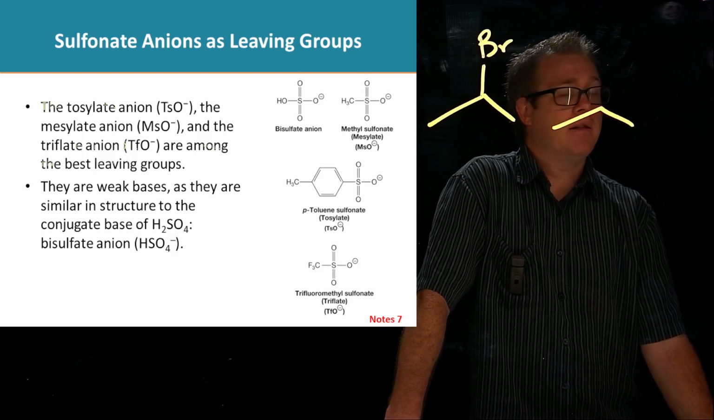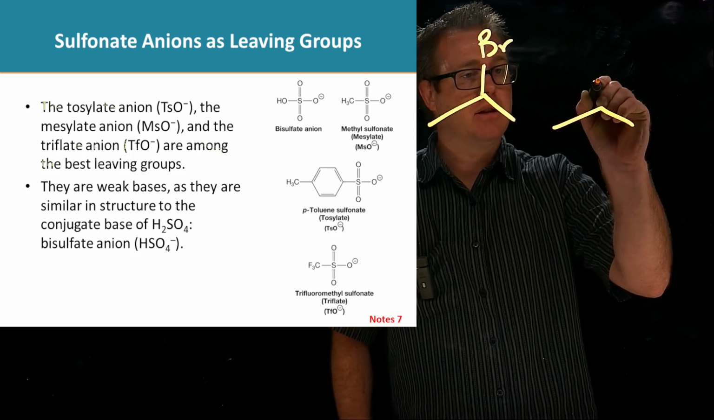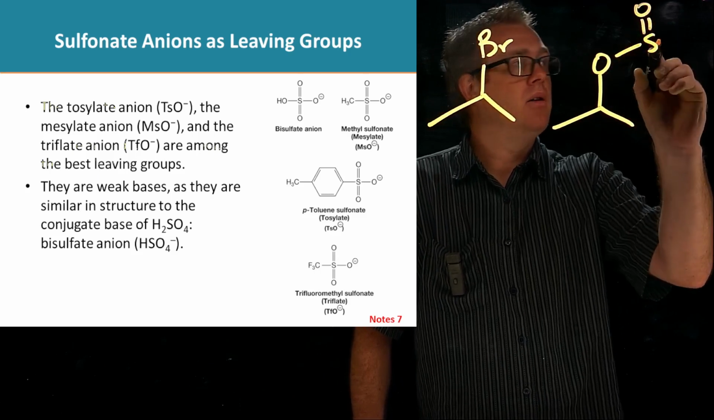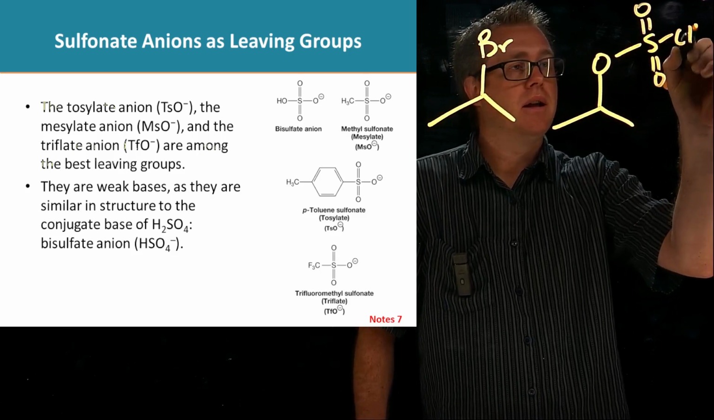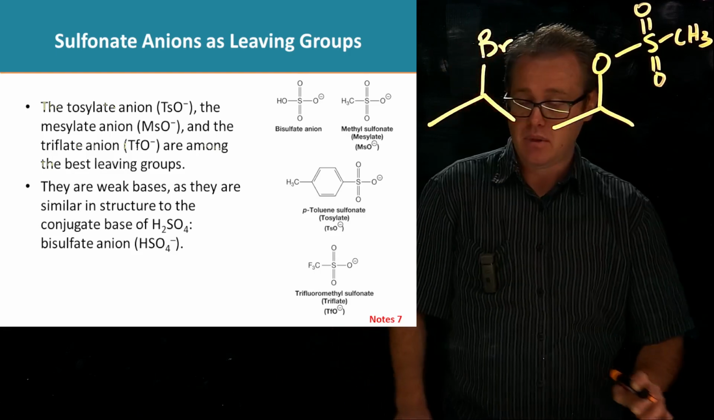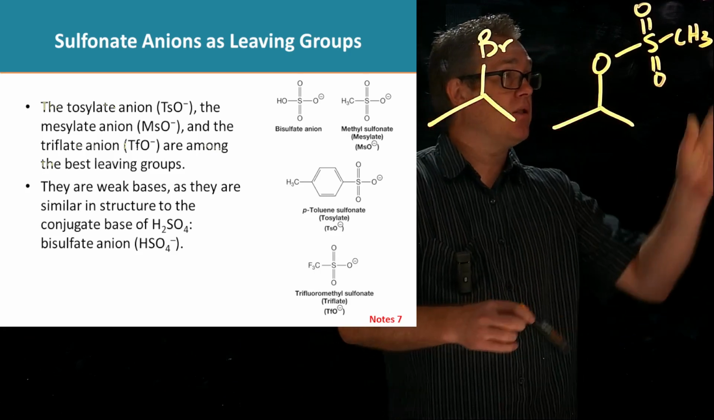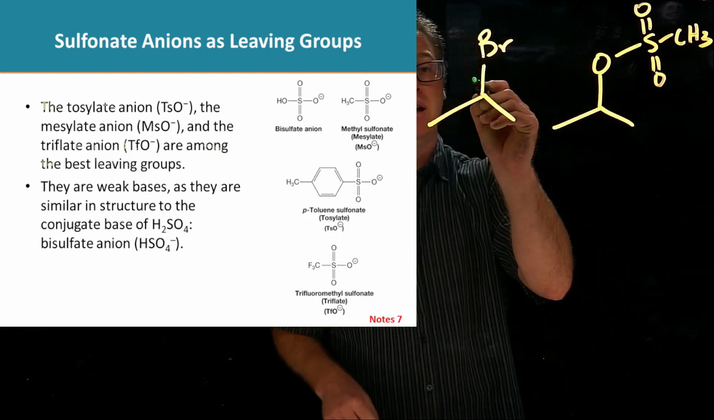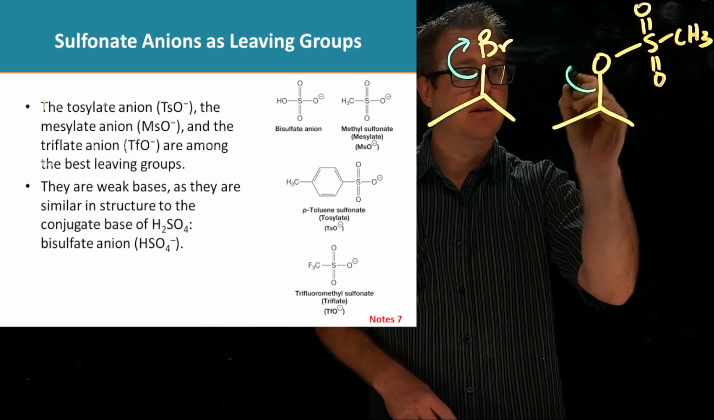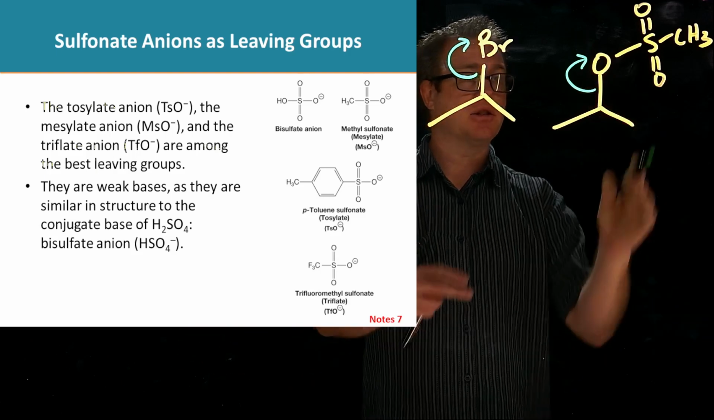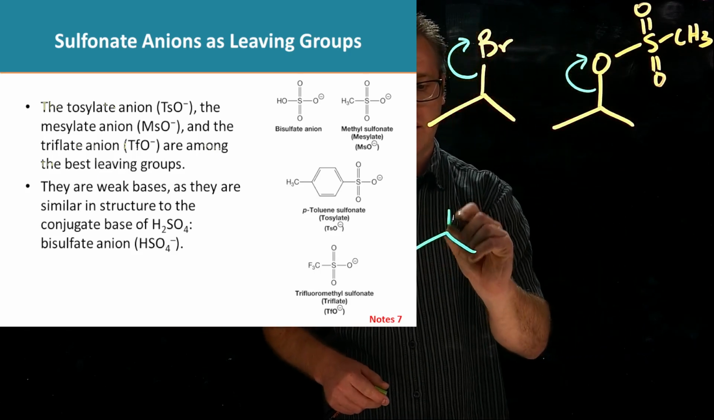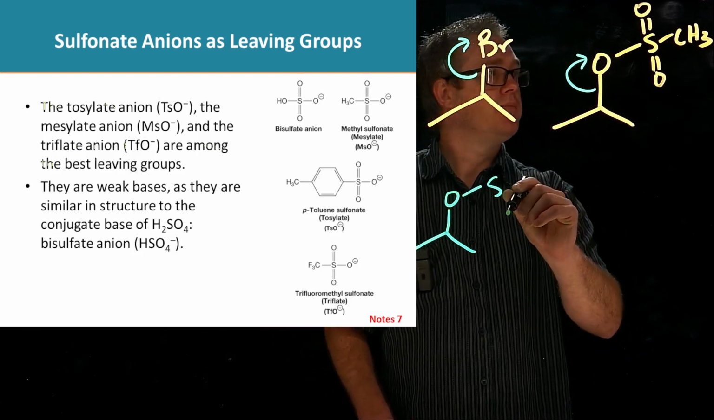So if I wanted to draw a mesylate leaving group, it would look like this. O attached to a sulfur, double bonded O, like that. Okay? So that would be a mesylate. Now, mesylates and all these sulfonates right here behave the same way. If you want the bromine to leave, it leaves. If you want the mesylate to leave, it leaves. Same thing. It just looks a little bit different. And then when you look at the tosylate, it would look like this.